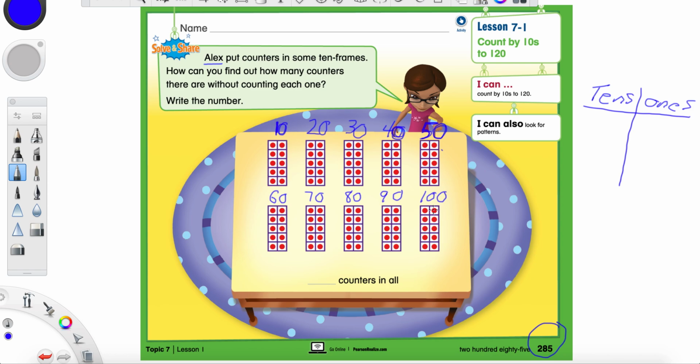So now we can go back and answer this question. How many counters do we have in all? Well, we have our answer right here. 100. So we have 100 counters. Okay. I'm hoping this is already making some sense. If not, don't sweat it. We're going to go to the next page and we're going to do a couple of practice problems together. Alright, so go ahead over to page 286 and then we're going to keep on going and practice this new skill.